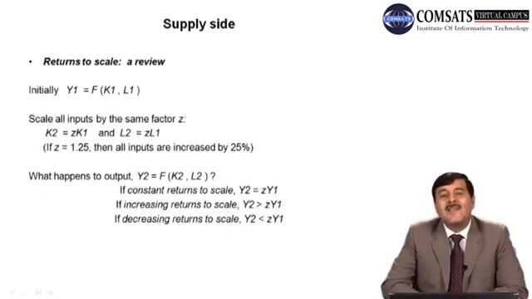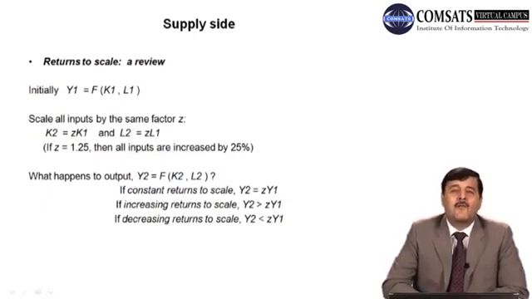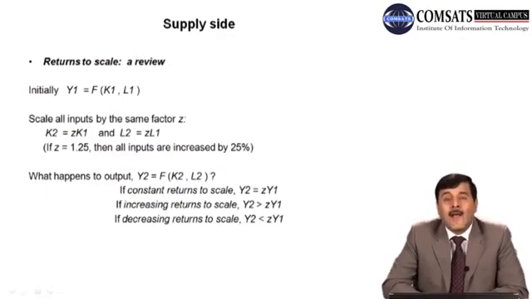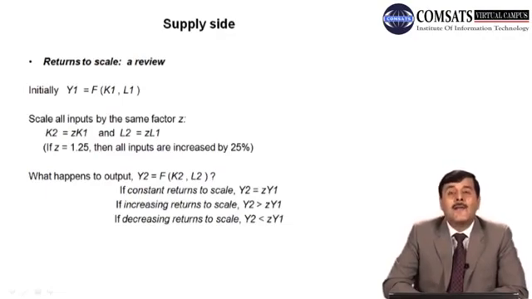So we have increased all of the inputs by 25%. So we can say that if there are constant returns to scale in the economy, then Y2 is equal to 2Y1. If we say there are increasing returns to scale, then Y2 will be greater than 2Y1. And when we say that there are decreasing returns to scale, then Y2 will be less than 2Y1, right?